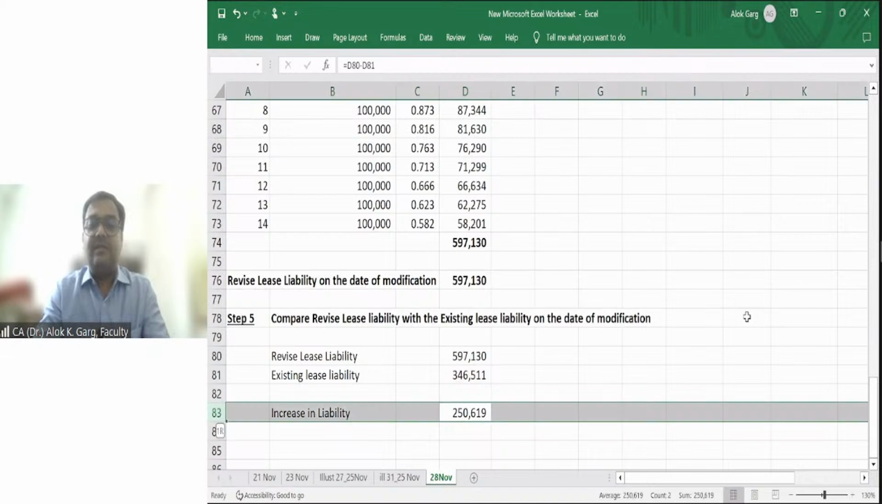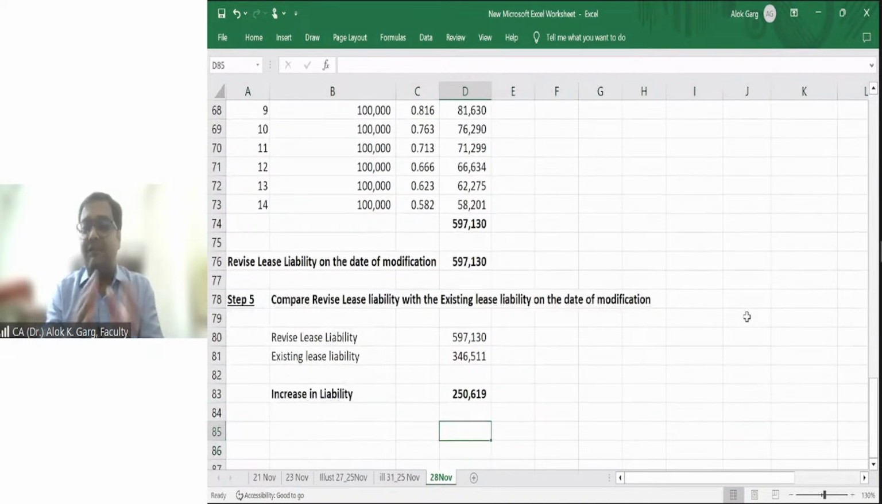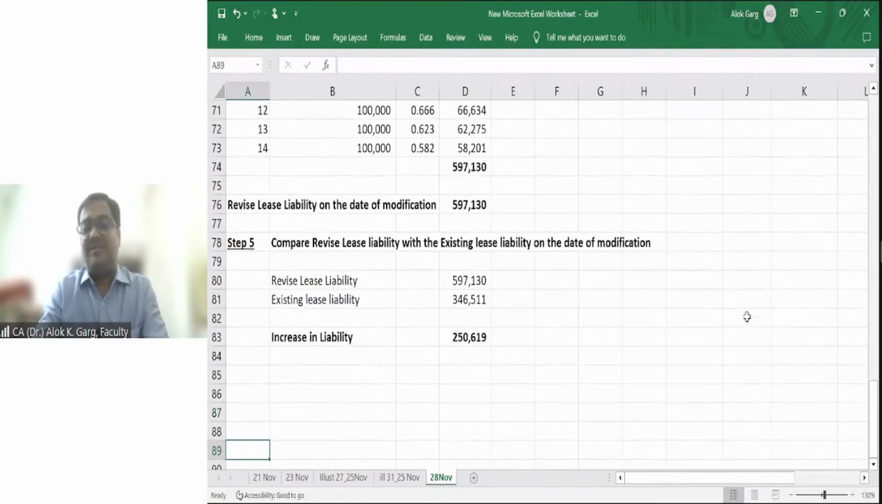This minus this. Since there is an increase in the lease term, I need to increase my lease liability also, technically speaking. So this will be increased by 250619, right? Now you need to adjust. You have to credit your lease liability by 250619. What will you debit? What I have told you.